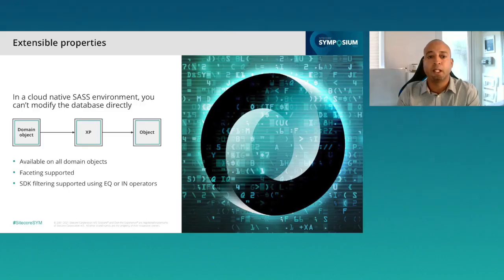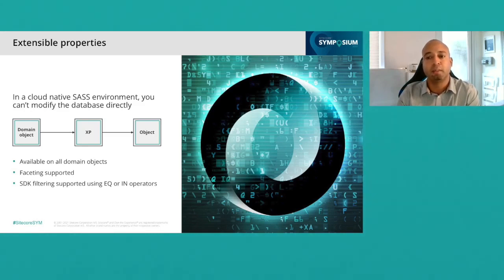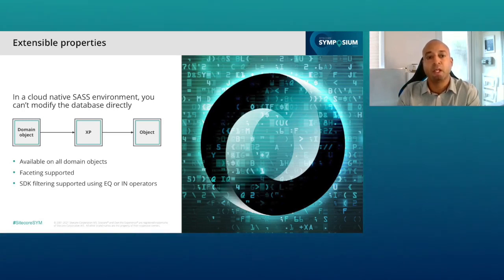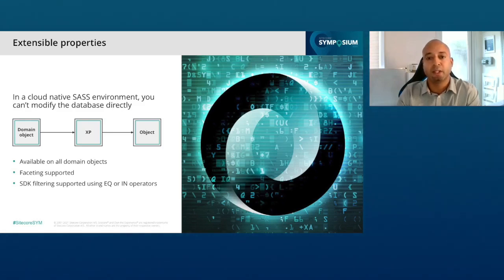The B2B first domain model gets us pretty far when it comes to modeling our business domain. However, there are always going to be properties unique to an organization that are not available out of the box. And in a cloud-native SaaS environment, you can't modify the database directly. This is where extensible properties, or XP, come into the picture. Every noun in the model supports XP. XP is simply structured data that can be set against the XP property of any object. If you are familiar with working against a document database, such as MongoDB, Elastic, or Cosmos, this approach will be familiar to you.